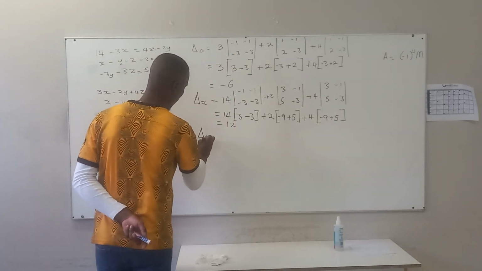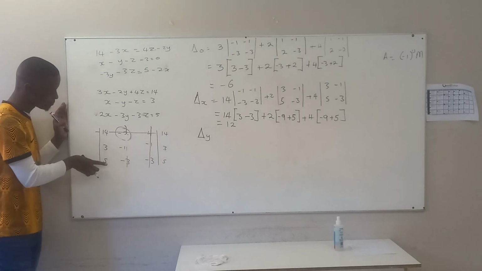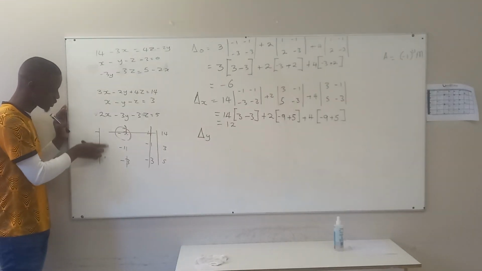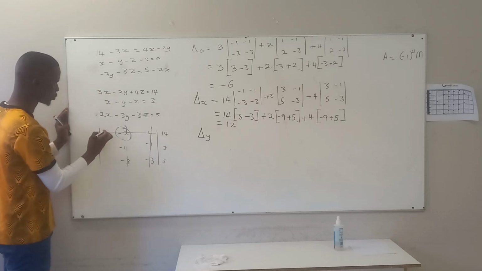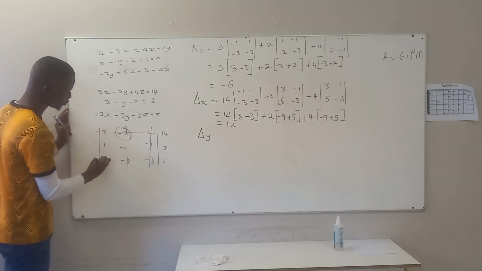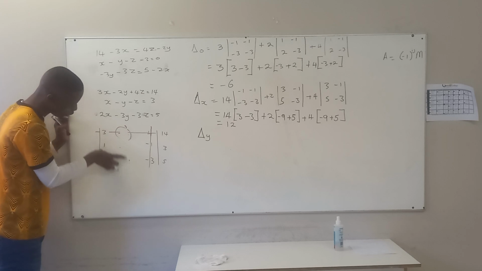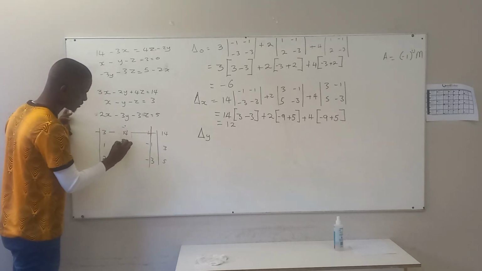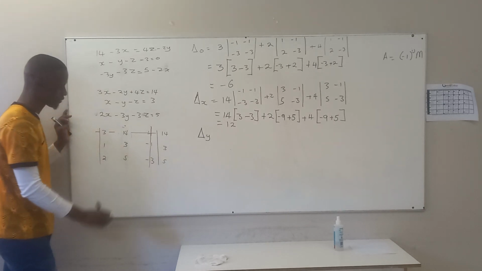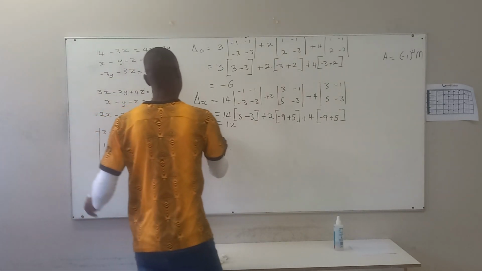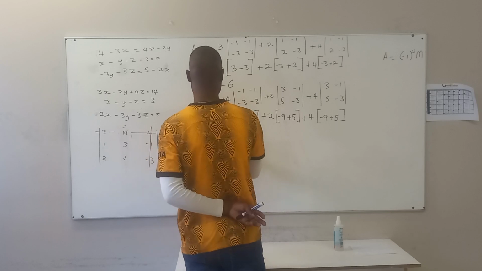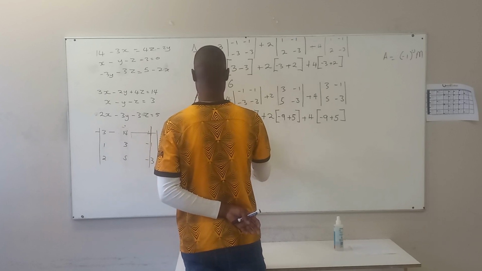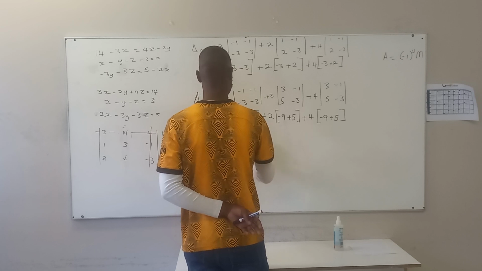Now we go to delta y. These values, remember I said these are the constants. Now you're going to take them back to original, which is 312. Then all these values of y, we replace them with the constants. 14, 3, and 5. Then it's 3, 3, 5, negative 1, negative 3.